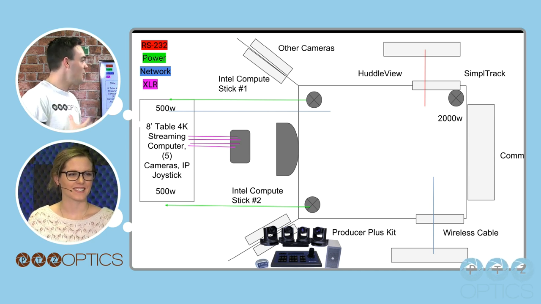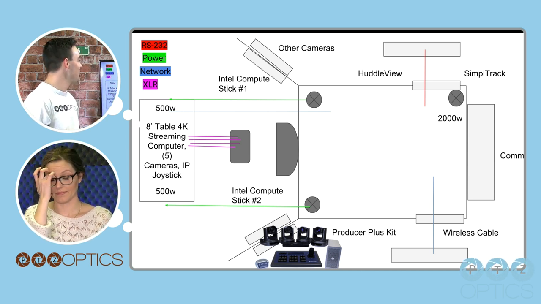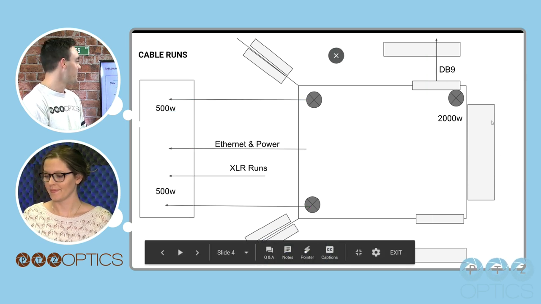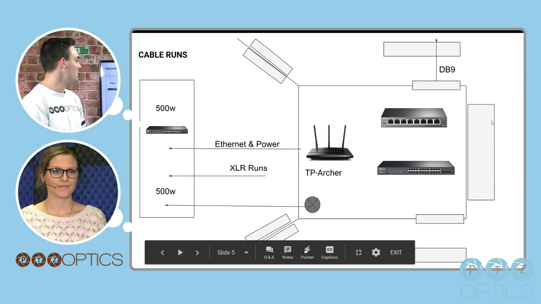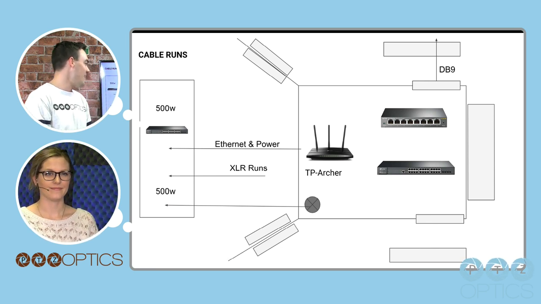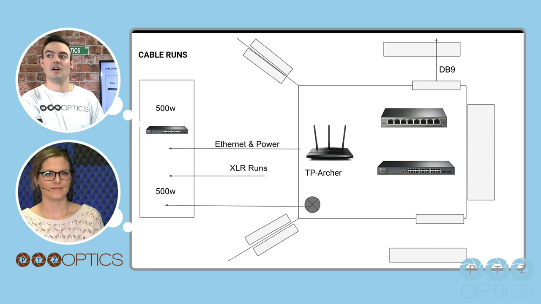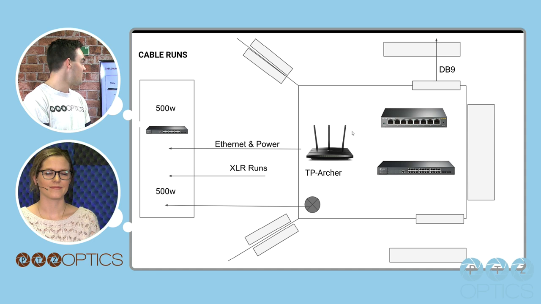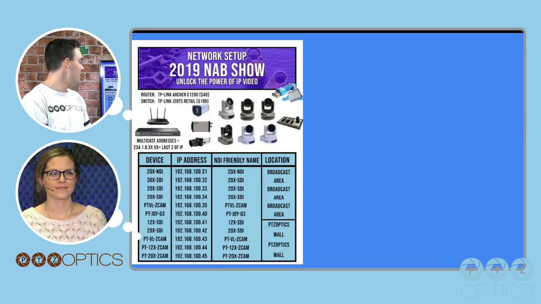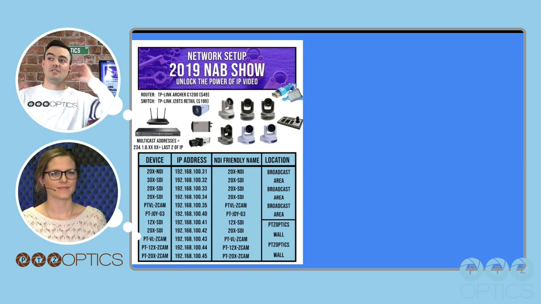So here's a bit of our booth layout. It shows kind of the setup. But most importantly, I want to show the networking. So our router's right there in the middle. We've got our Jetstream 24-port and then an additional network switch over at our broadcast area. And then that's a closer look here. This is something that's going to be printed out.